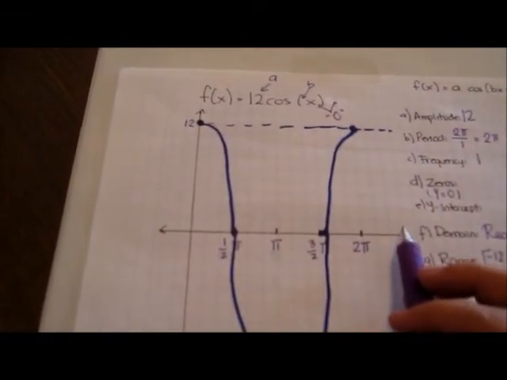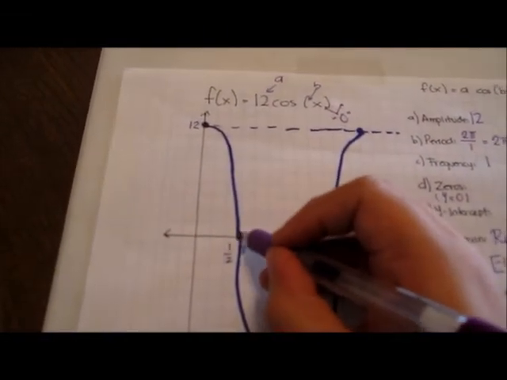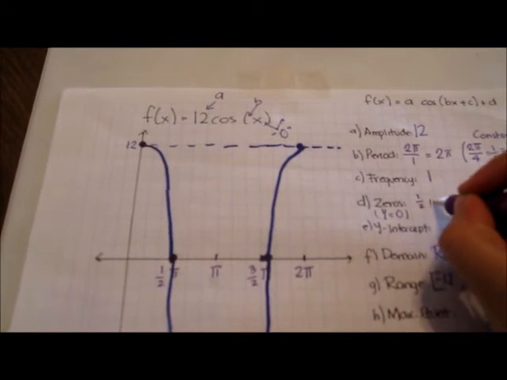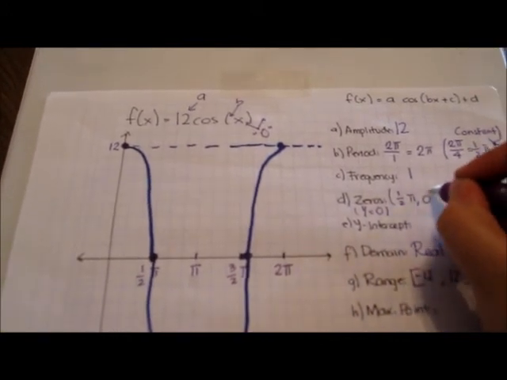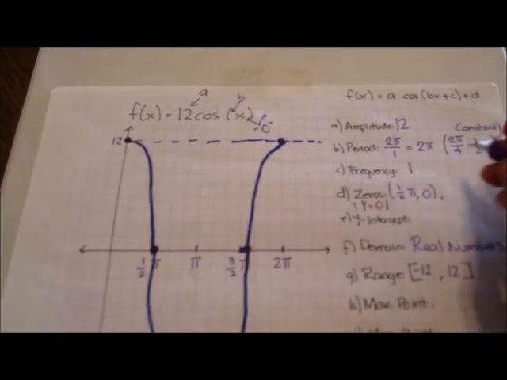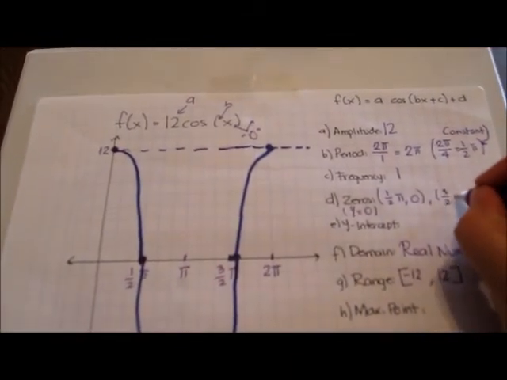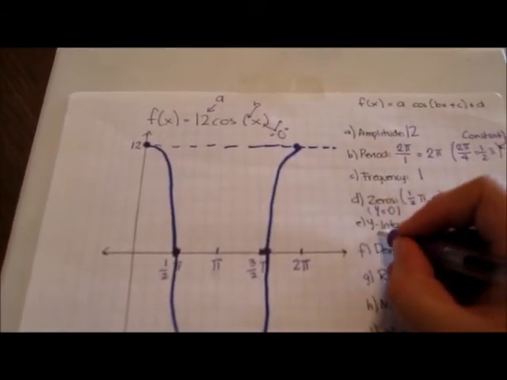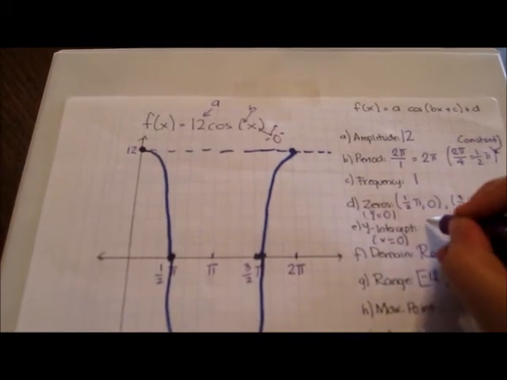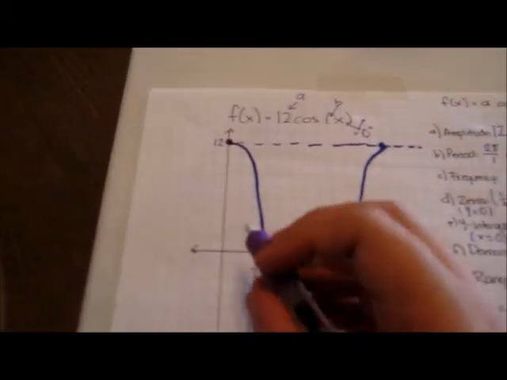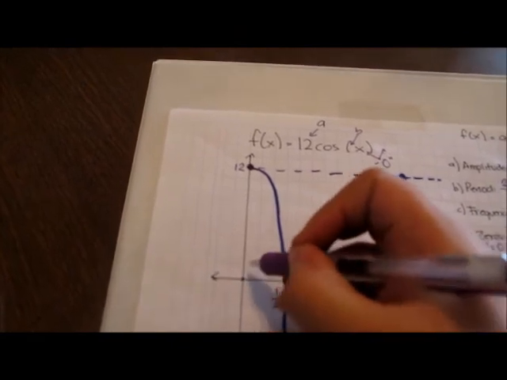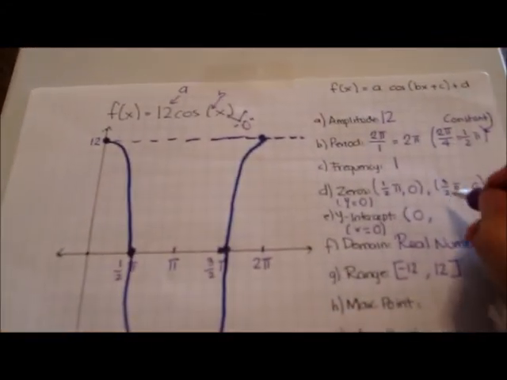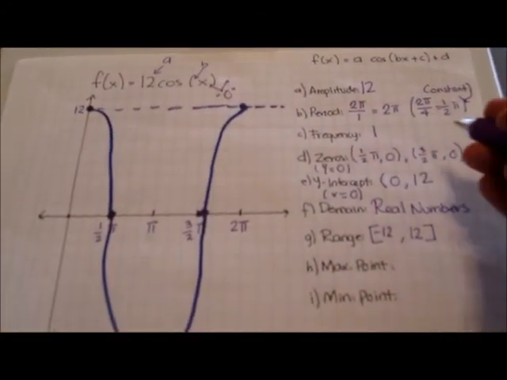So this one we have two, this and this one. So it's a half of pi comma 0, and this one 3/2 of pi comma 0. Y-intercept is when x equals 0. So I need to write the 0 comma something. My x is here, and when x equals 0, y equals 12. So I need to write here a 12.